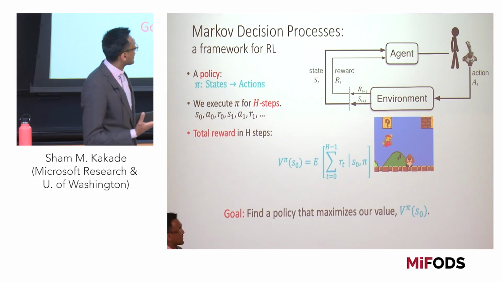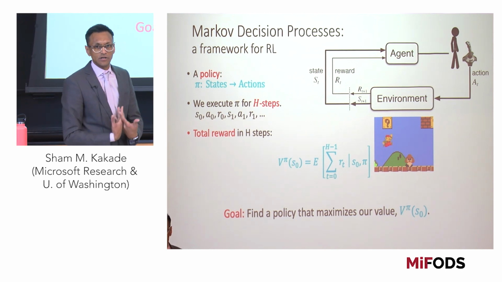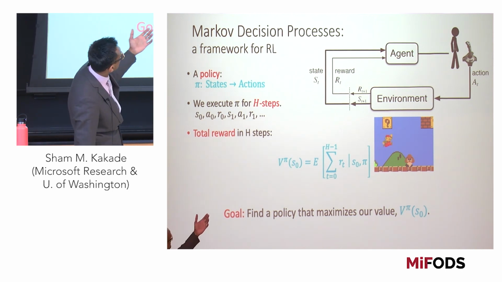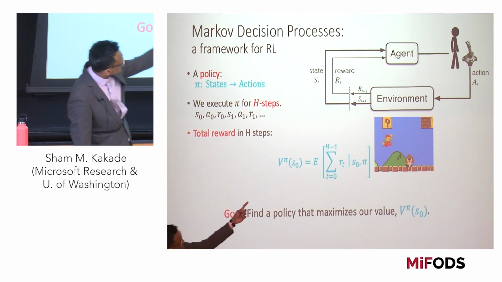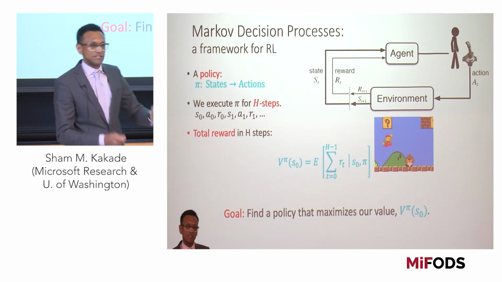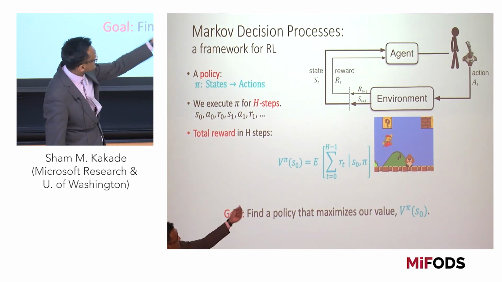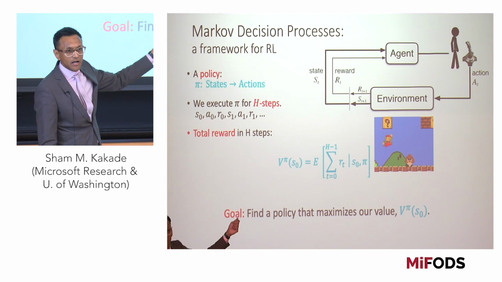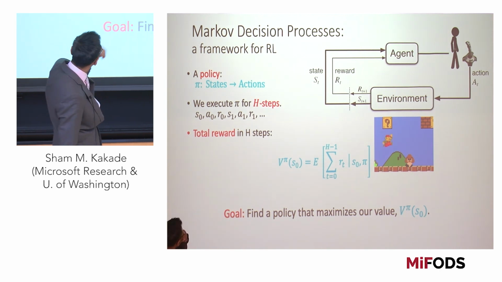So what is a Markov decision process? I'll just set up some notation. We have some agent. The agent takes an action at every time step. There's a state in the world, so the agent sees the state and takes an action. The action manipulates the environment, causing a transition to the next state.